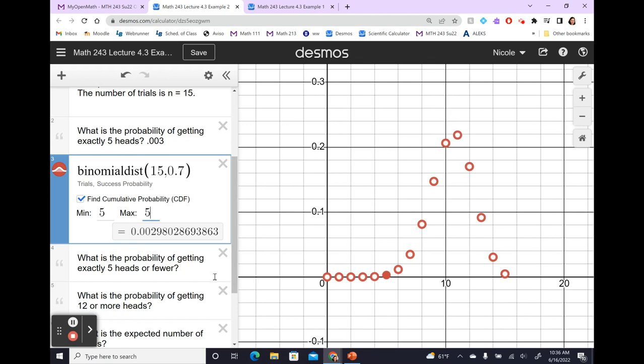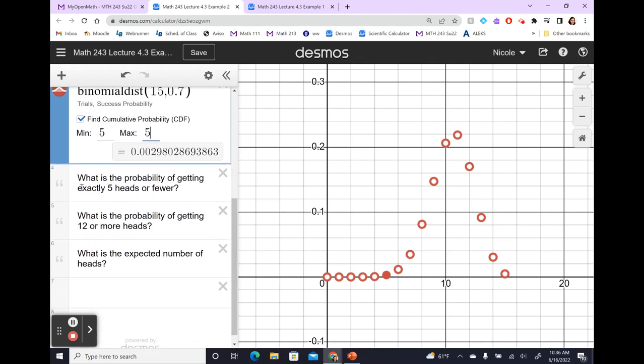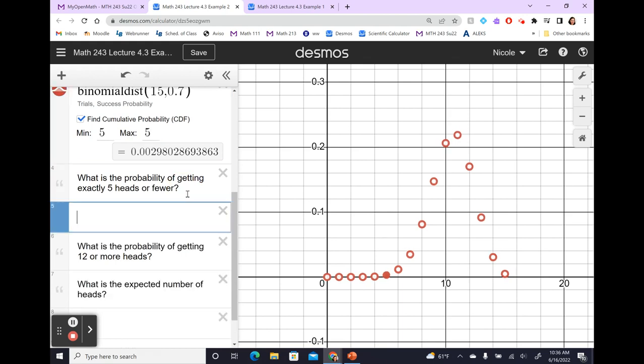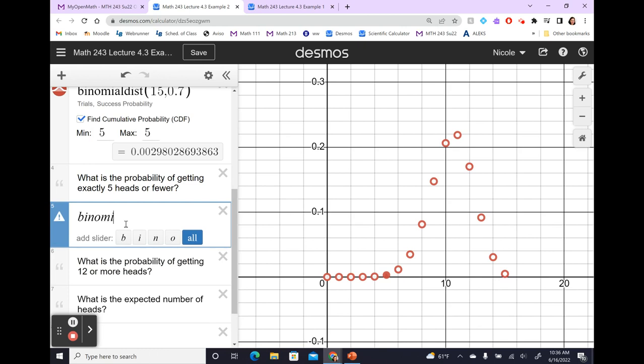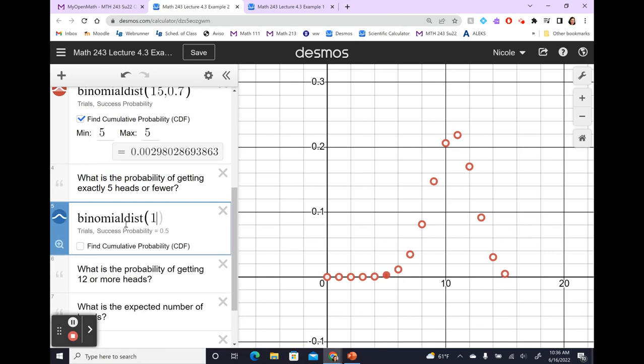All right, next question. Let's try another one. What is the probability of getting exactly 5 or fewer heads? So let's go ahead and enter. I'm going to use binom dist, because it'll make another copy of this right over the other one, but that's okay. 15, 0.7. Let's go ahead and just turn this one off so it doesn't look weird. And we want to know the probability of getting 5 or fewer heads.